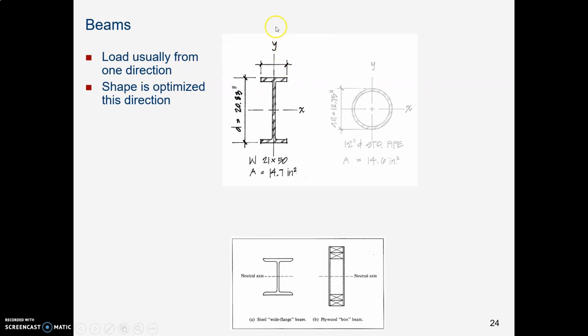Usually we are loading a beam from this direction, aren't we? We're bringing down the load from above, and so we will usually use a wide flange because that, pound for pound, pounds of steel, will optimize the stiffness in the direction where we need stiffness. It will get flange material out away from the bending axis.